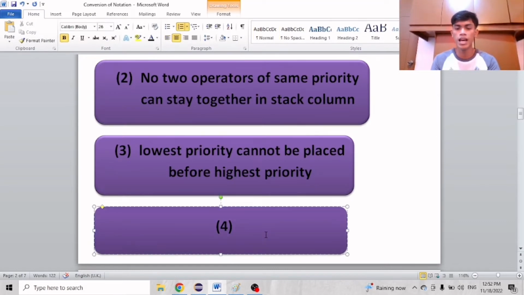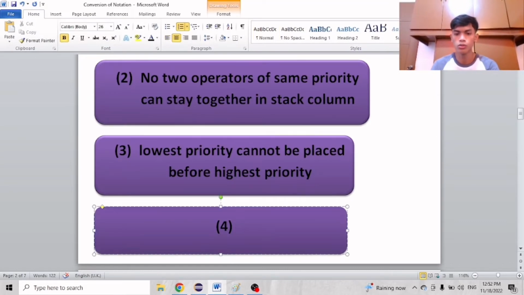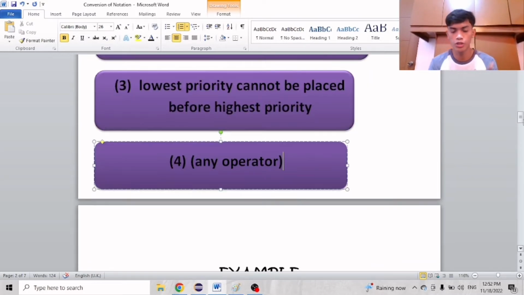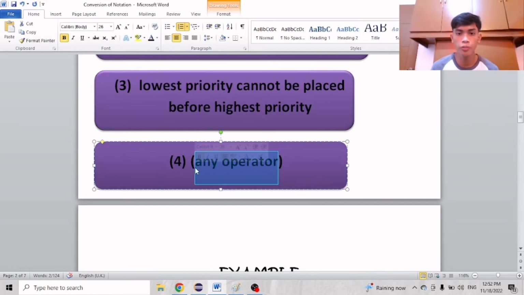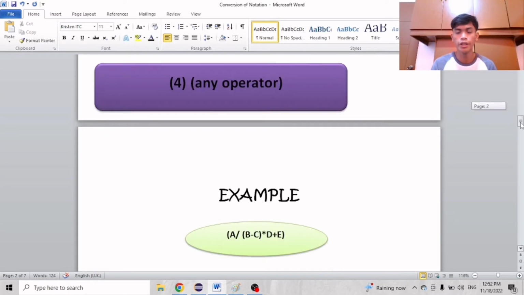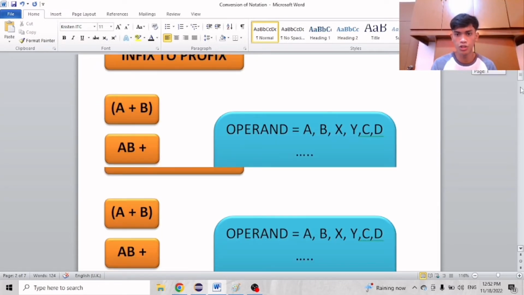So what is the last rule? The basic rule: any operator, this is also very important. Whatever operator you place inside the bracket needs to be popped. So those are the basic rules in conversion of notation.